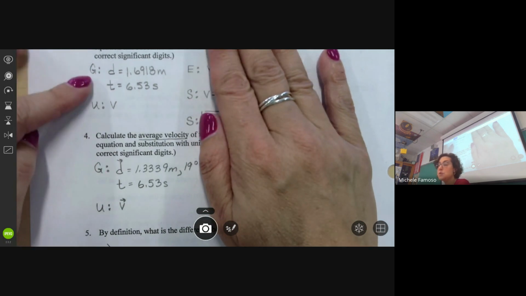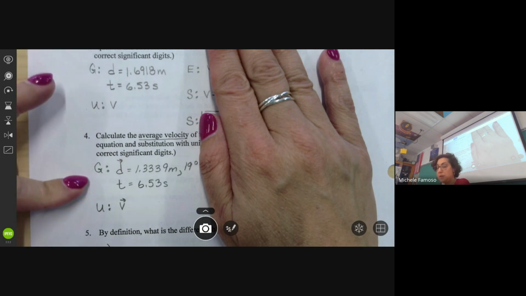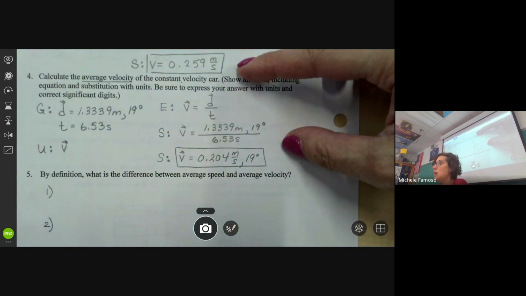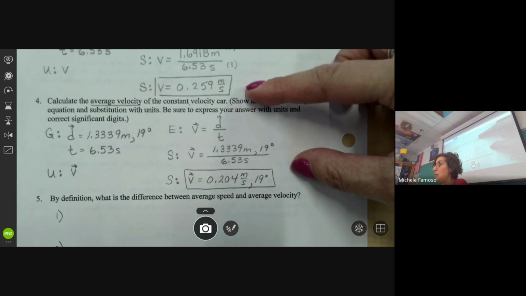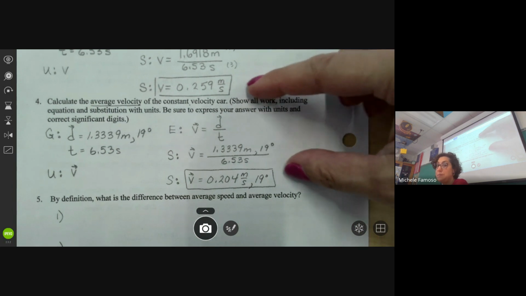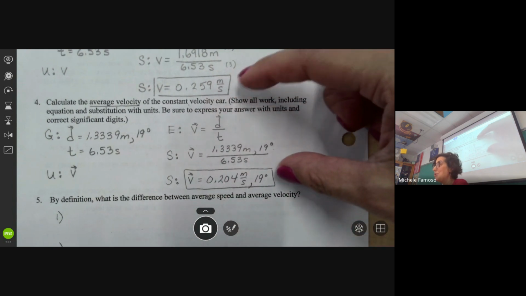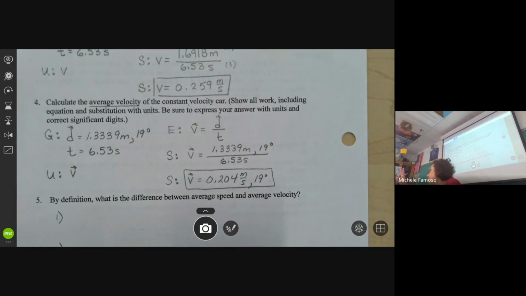Finding the speed used one set of givens, finding the velocity used a different set. There's one of the differences. You need to be able to tell me what is different. Secondly, look at your answers. The other one can be observed in the answers. You see what I mean? There's a difference here. And I'm not talking about the numbers. There's something else. That gives you the two differences between a speed and a velocity.